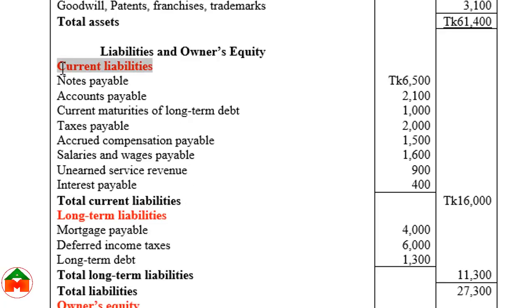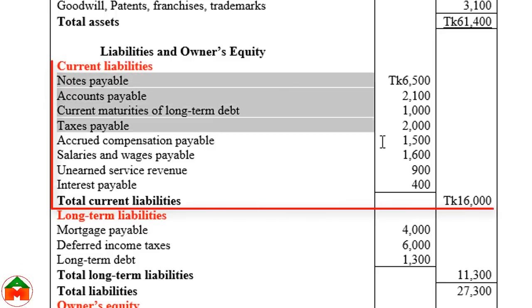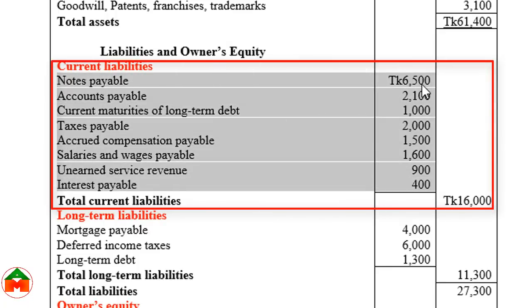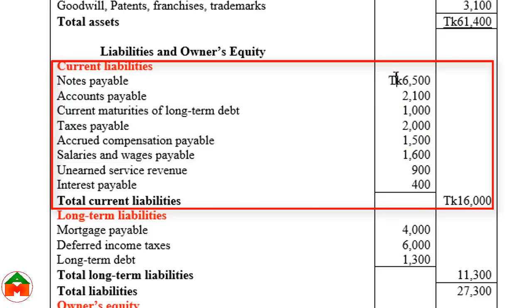Here you can see current liabilities. The current liabilities are notes payable 6,500, accounts payable 2,100, current maturities of long-term debt 1,000, taxes payable 2,000, accrued compensation payable 1,500, salaries and wages payable 1,600, unearned service revenue 900, interest payable 400. If we sum up these amounts, we will get 16,000. This is the total current liabilities.